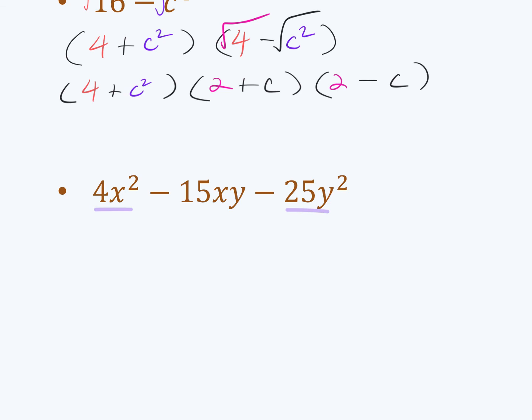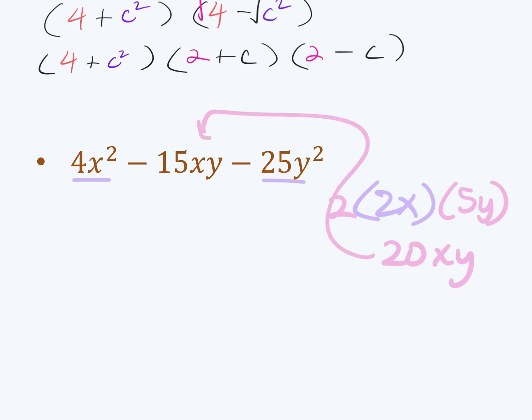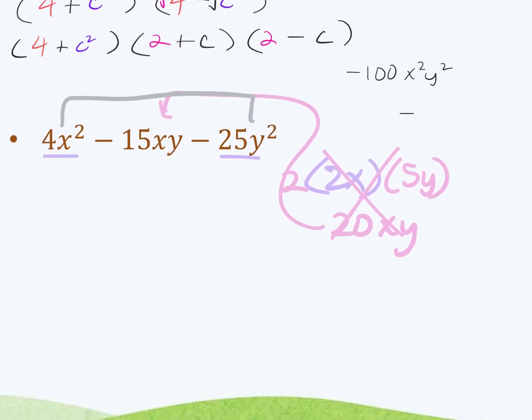So for this last one, if you thought at first glance that this was a perfect square and so is this, you are correct. However, when you square root the 4x squared, you get 2x. When you square root the 25y squared, you're going to get 5y. But then when you double it, it only gives you 20xy, which is not the middle. So it is not a perfect square trinomial. So what we have to do now is traditionally factor it. Multiply beginning and the end, and we get negative 100 x squared y squared. So what we're looking for is 2 numbers that will multiply to give me negative 100, but will add to give me negative 15.